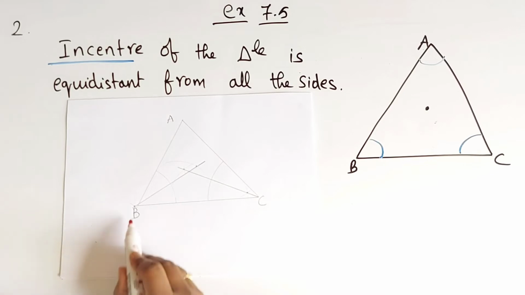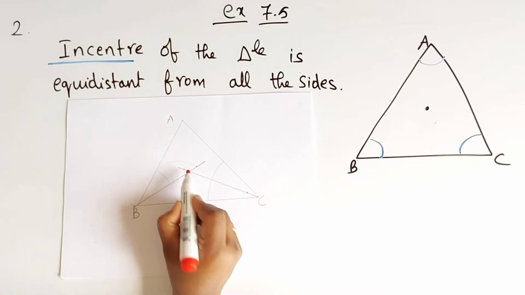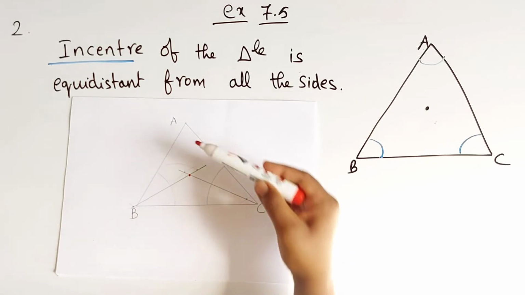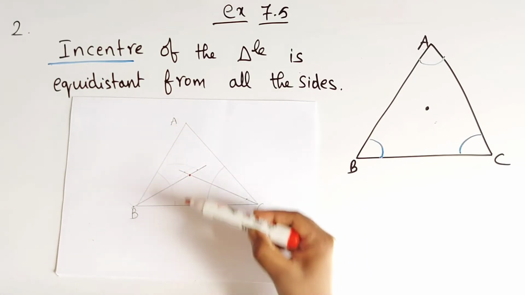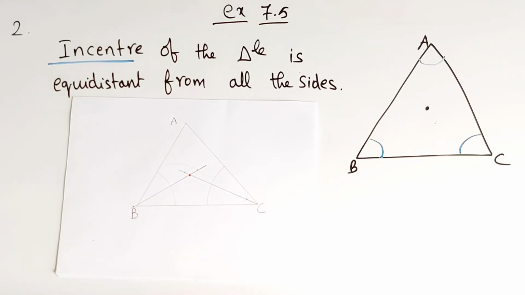Now see, children, these two angle bisectors are intersecting at this point. That means if you draw the angle A bisector also, it will come through this point. So this is the incenter of this triangle, children. If you draw two also, that is enough, or three also, that is good.